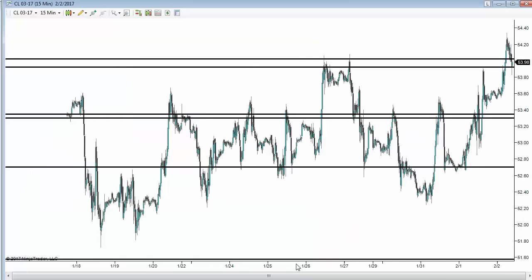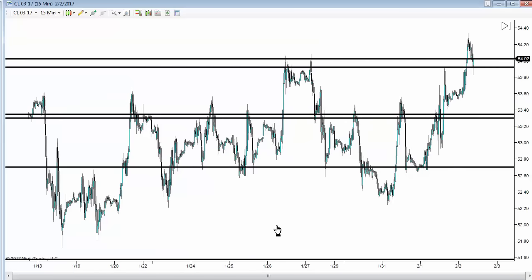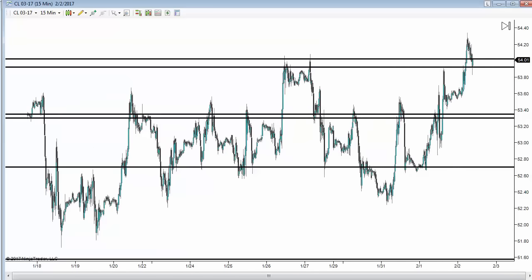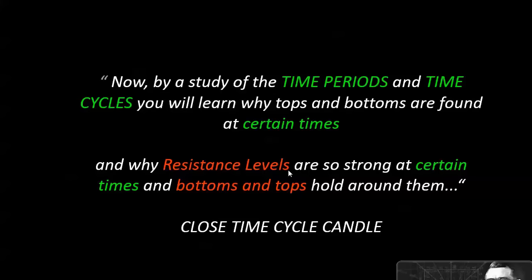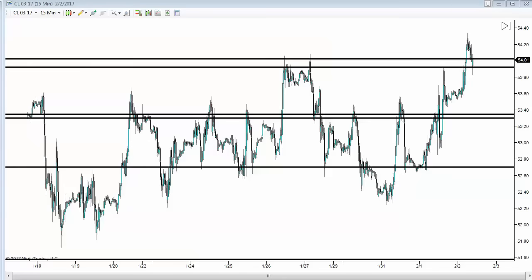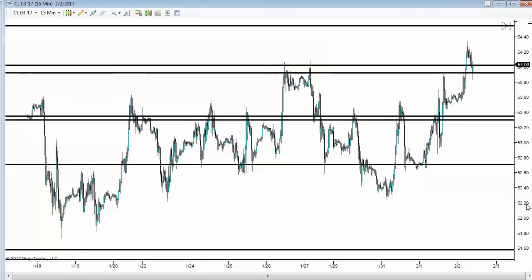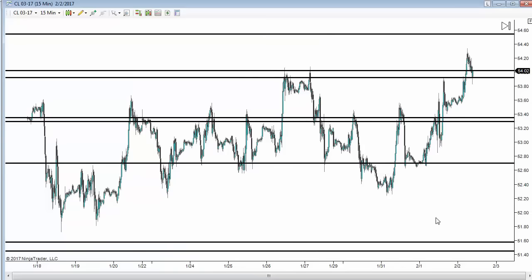What I see are levels where price is bouncing. Remember the Gann quote, right? Once you find the time periods, you will find resistance levels where bottoms and tops hold. Okay, and when I look at this chart, I see resistance levels where bottoms and tops are holding. Now, I'm going to read these levels out to you in a moment so that you can write them down and use them in your trading.